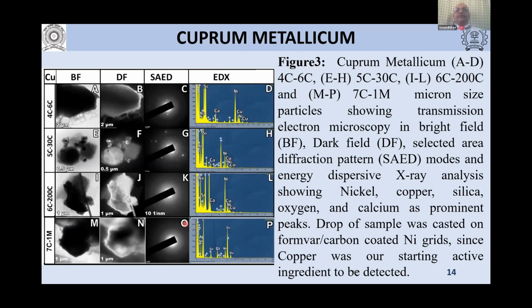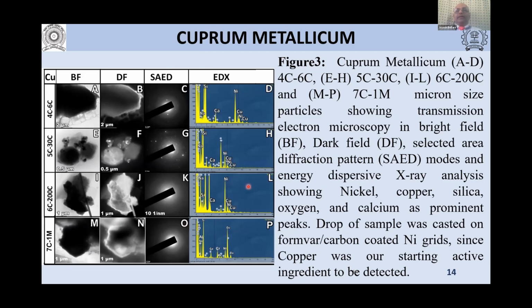Similar results are found for cuprum. In the case of cuprum, we have changed our support grid from copper, which would have interfered, to nickel grids. And here the copper signal that comes is from the sample itself. One can also now see a nickel peak, which comes from the sample holder.